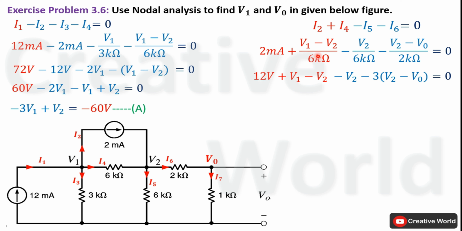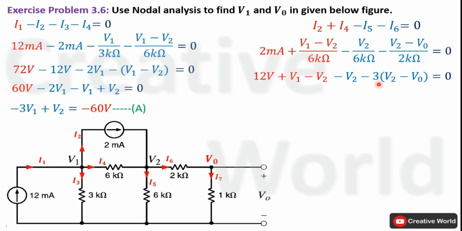Only V1 minus V2 will be left. Here product of 6 kilo ohm will also cancel with 6 kilo ohm in denominator, only V2 will be left. And here product of 6 kilo ohm will cancel out with 2 kilo ohm in denominator, 3 will be left, and that 3 will be multiplied with V2 minus V0. Now place this constant value on the other hand side of equal and open these brackets.